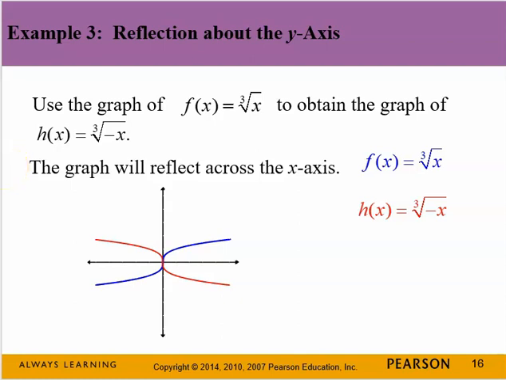So for example 3, we have the cube root of x, and then the cube root of negative x. Now the cube root of x would be this blue line that we see here. And the cube root of a negative x would be this red line that you see here.